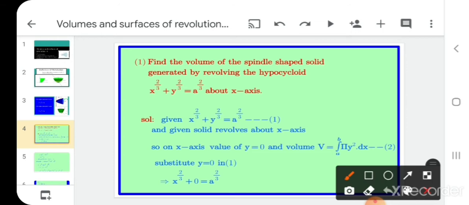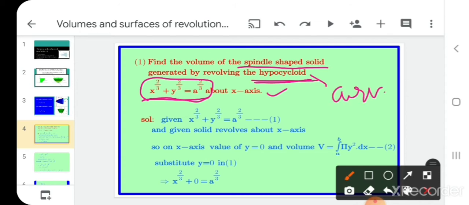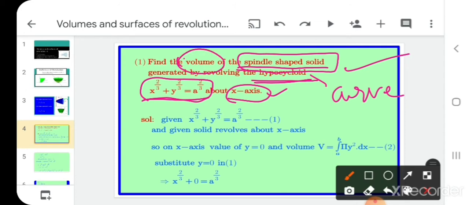Find the volume of the spindle shape generated by revolving the hypocycloid about the x-axis. Here, what is the curve we have? Hypocycloid. What is the equation? That one: x power 2 by 3 plus y power 2 by 3 equals a power 2 by 3. This is our curve. This curve rotates about the x-axis. Then we get which shape? A spindle-shaped solid. Here we have to find the volume of the spindle-shaped solid.